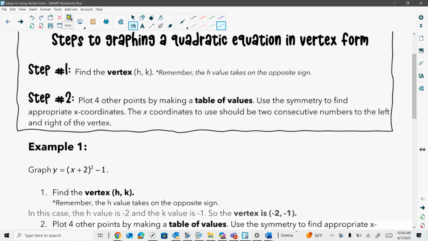All right, step 1, guys. Get a highlighter. This is the key information. The vertex is h comma k. Remember, h is the opposite value.